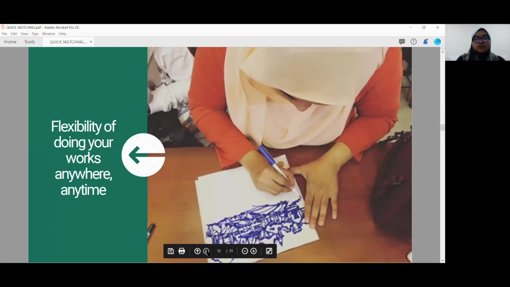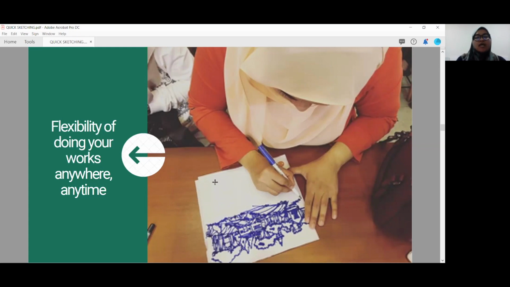So that's why it has to be quick. You need to have yourself prepared. Whenever I go out, the most important things that I will bring with me in my handbag will be a pen and my sketchbook or a notebook. So it's very important that sometimes you can be flexible.